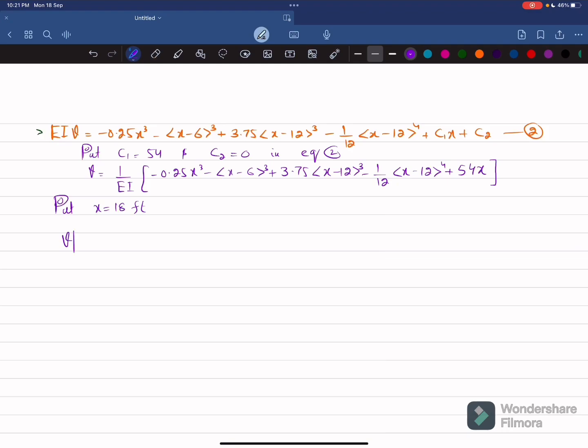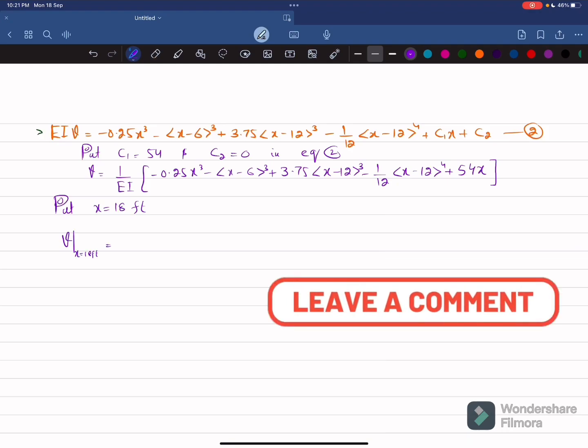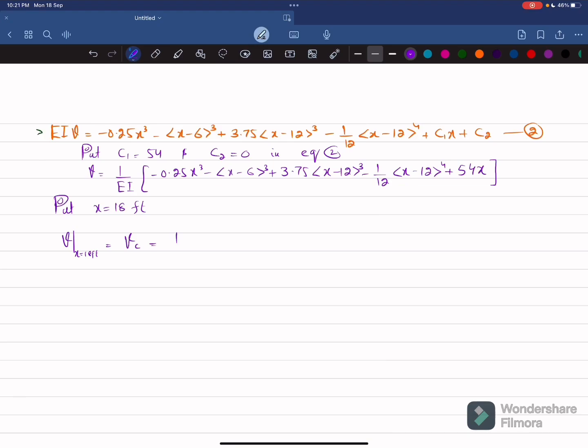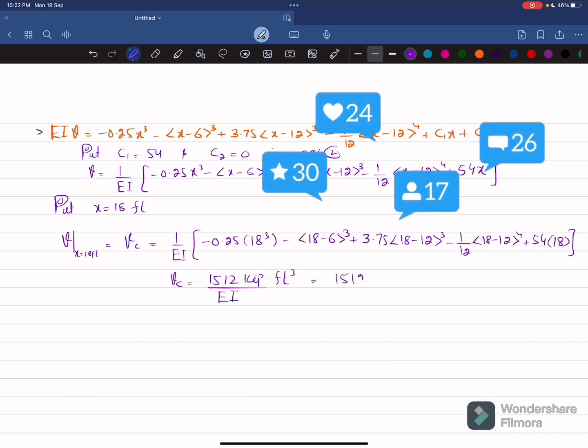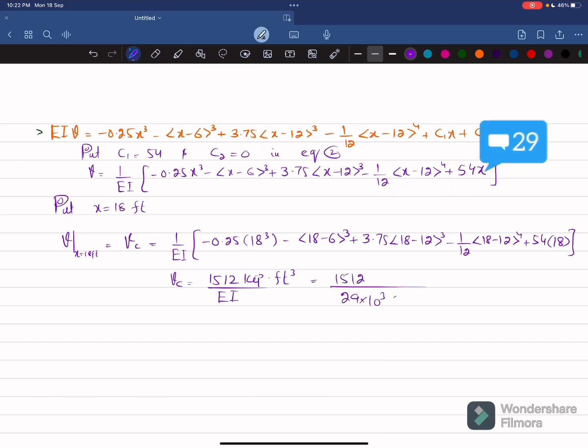We will get the deflection at x is equal to 18 feet, which is the deflection of point C, and that will be equal to 1 over EI into minus 0.25 times 18 cube minus (18 minus 6) cube plus 3.75 into (18 minus 12) cube minus 1 over 12 into (18 minus 12) power 4 plus 54 multiplied by 18. Again, when you solve this, you will get the deflection at point C comes out to be 1512 kips into feet cube, and the unit will be this, divided by E into I. So we have E and I. So 1512, E is 29 into 10 to the power 3 ksi, and I is 204.